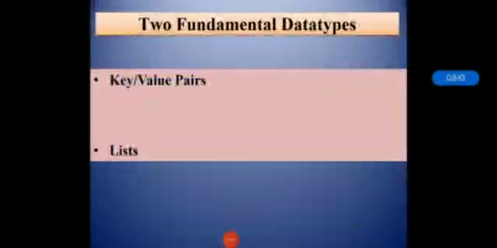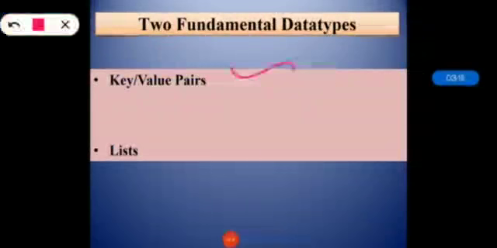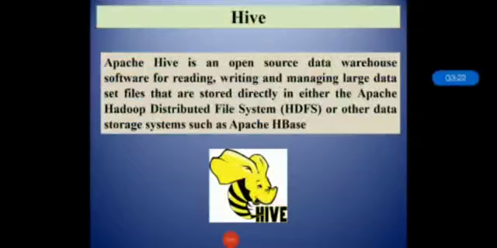Then the two fundamental data types, that is key value pairs and lists. These are the two main fundamental data types used in map reduce.